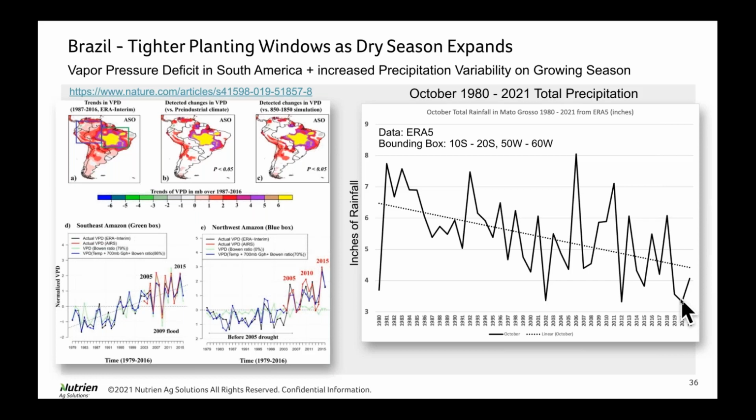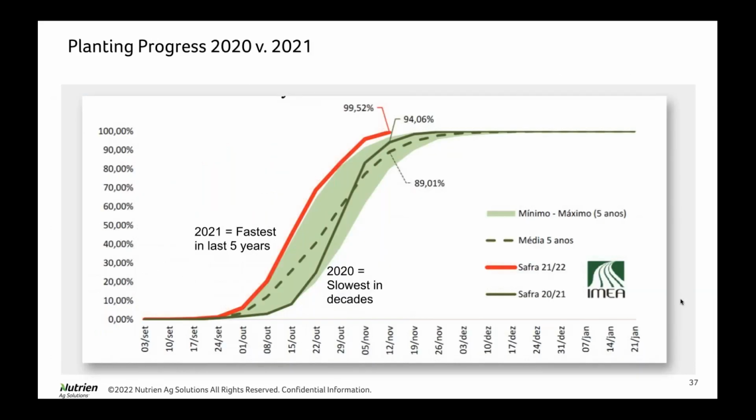Why this year have they planted so quickly? Because the planting progress from a year ago versus this year, two entirely different situations. 2020 slowest in decades, 2021 fastest in the last 5 years. How did they do it? Because it was dry in October. They did it on a forecast.